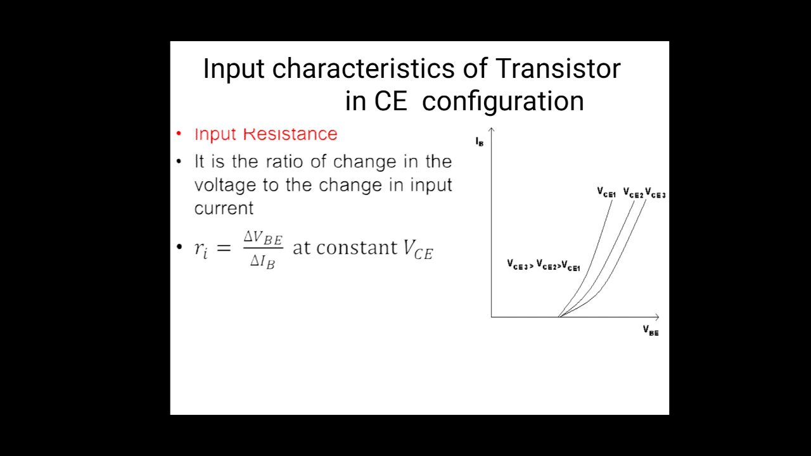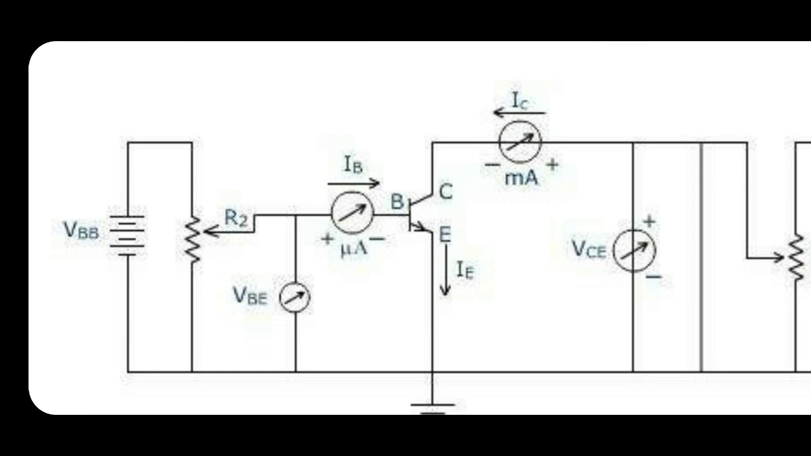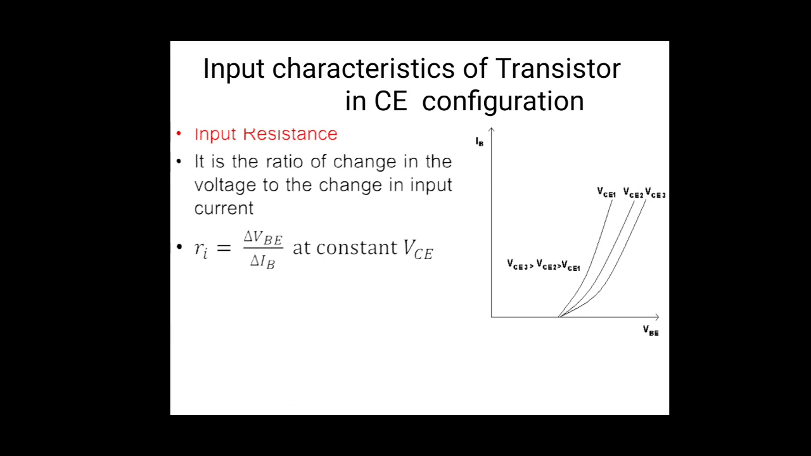So there are two characteristics, one is the input characteristics and the second one is the output characteristics. In this diagram we have shown the input characteristics. The input characteristic is a graph of input current versus input voltage. So in this diagram the input current is IB and input voltage is VB, and the output voltage is kept constant.